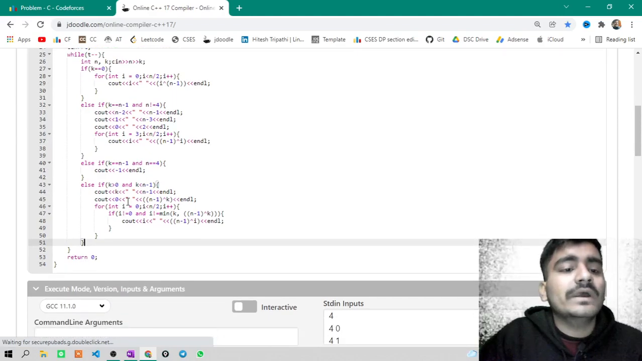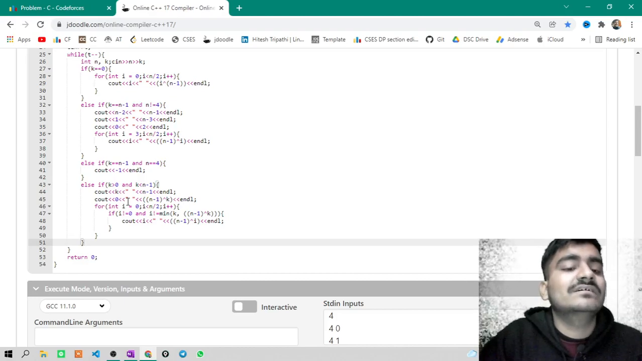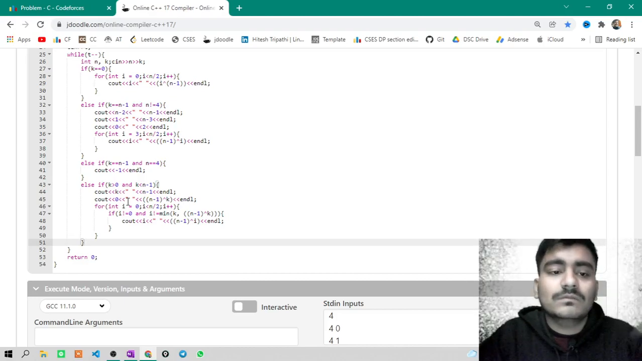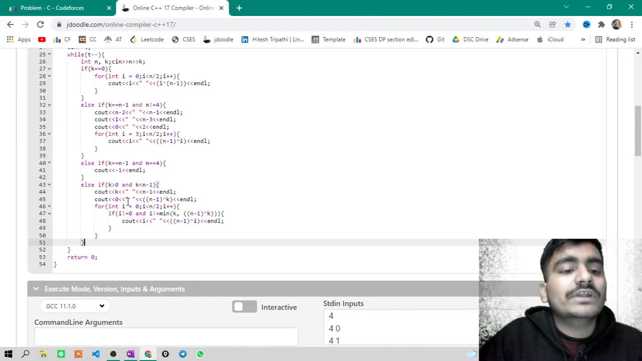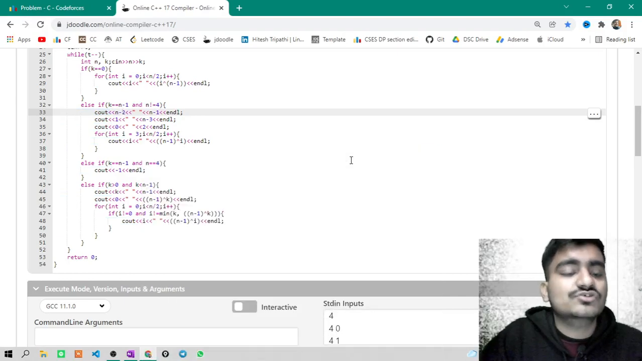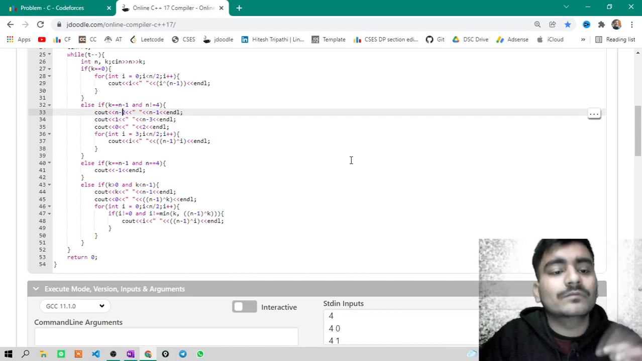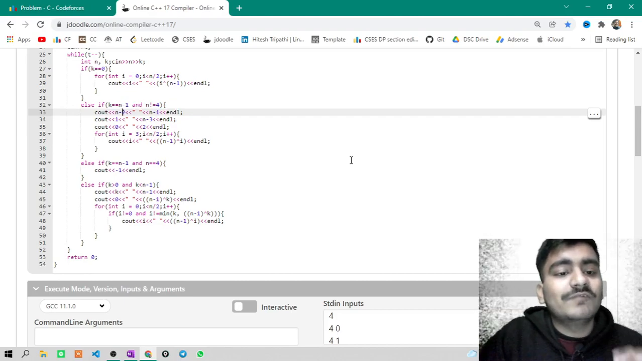Now else if k is equal to n-1 and n is not equal to 4, this is the edge case which I have already discussed in the notepad. What I am going to do is make a pair n-2 and n-1. Its bitwise AND will give me n-2, a smaller value. Then I will make a pair of 1 with n-3. This will give me a 1.